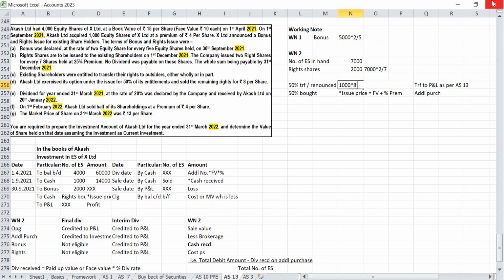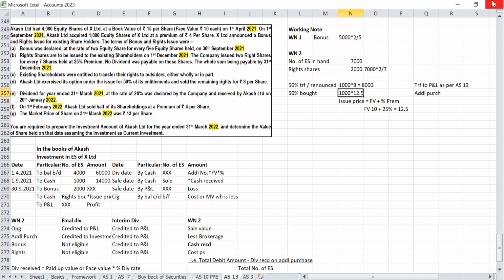So 1,000 into 8, 8,000. 8,000 will be transferred to P&L. The balance 1,000 will be subscribed at the issue price, sir. What is the issue price? Face value plus premium. Face value plus 25% premium, sir. So total 12.5 per share.